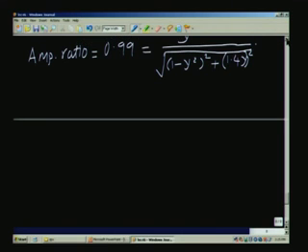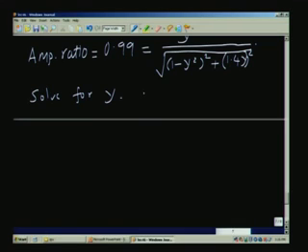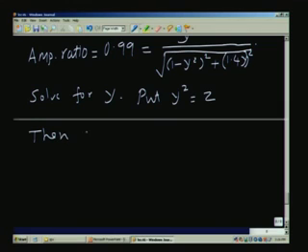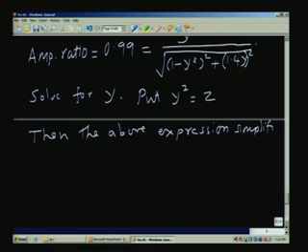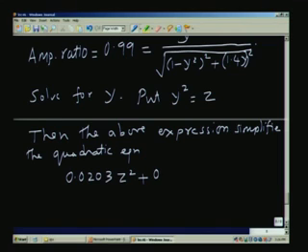Actually, we have to solve for y, and it is very simple. We can square both the sides and then simplify it. So, if I do that, put y squared equal to z, then the above expression will become, you can actually work it out and show this result. The above expression simplifies to the following quadratic equation. So, I will just directly give you the quadratic equation, which will be in z: 0.0203 z squared plus 0.04 z minus 1 equal to 0. That is the equation I am going to get.